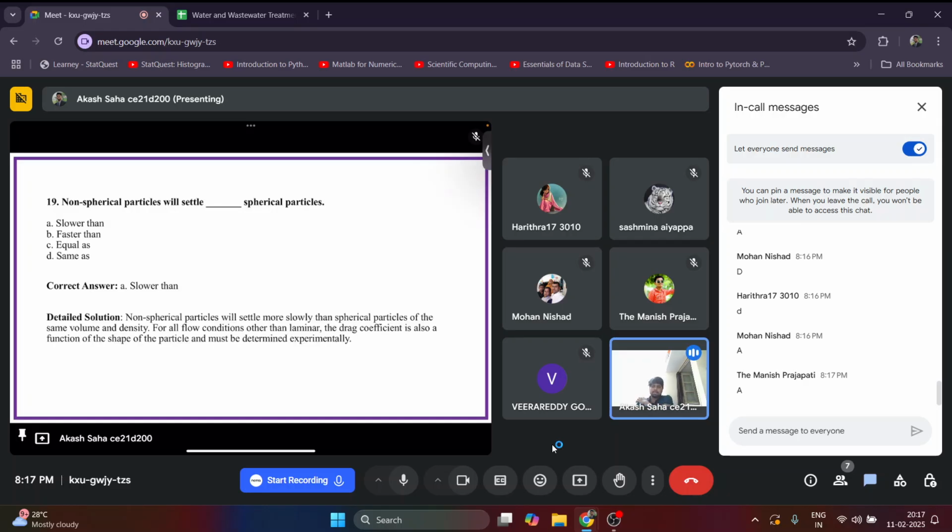So non-spherical particles will settle more slowly than the spherical particles of the same volume and density for all flow conditions other than laminar. The drag coefficient is also a function of shape of the particle, which must be determined experimentally. So as I told you, the drag will be more in case of non-spherical particles.